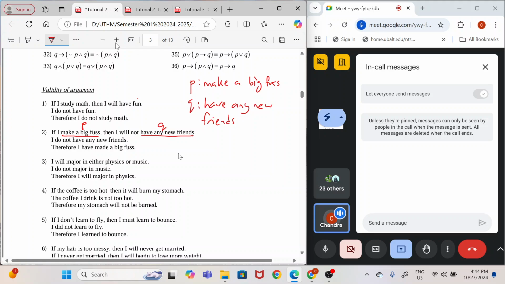So if you do this, number 2, P implies Q. I do not have new friends. Negate Q. Therefore, I have made a big fuss. P. Hopefully you get number 2 like this. Okay.